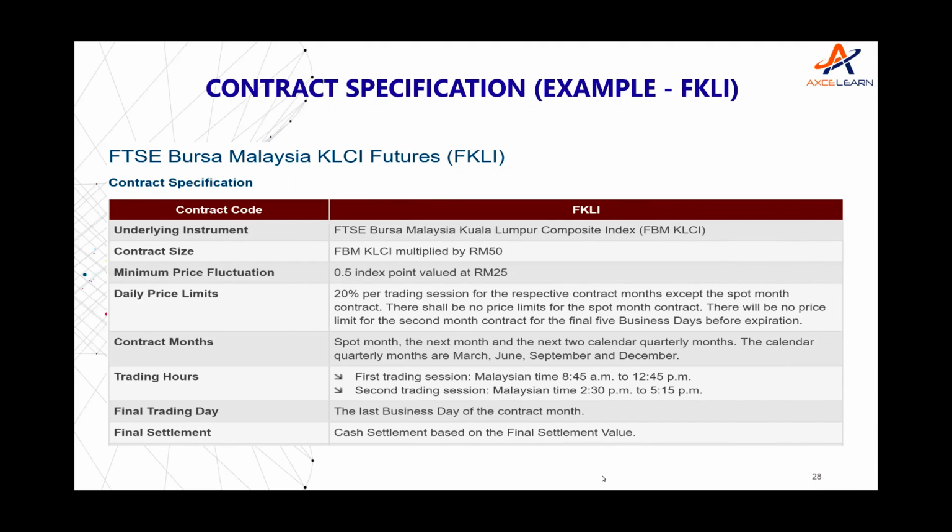Number 5, the fifth line, is the contract months. Contract months means the months that you can trade. I repeat, these contract months are the months available for you to trade. If you dissect this contract specification, they are telling you the months that you can trade are the spot month, the next month, and the next 2 calendar quarterly months. Quarterly months are March, June, September, and December.